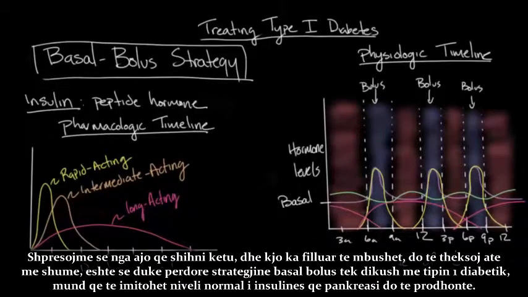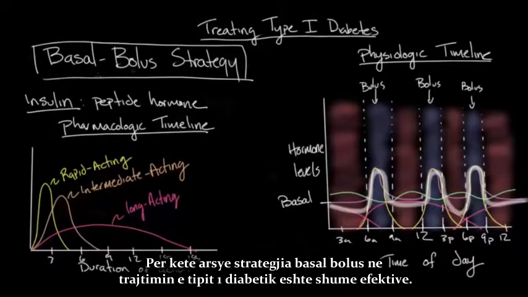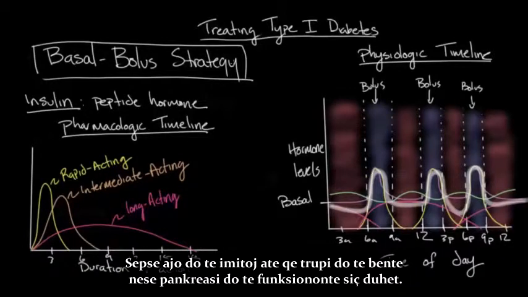Now, hopefully what you can see by this, and it's starting to get a little crowded here, so I'll highlight it, is that by using this basal bolus strategy, someone with type 1 diabetes can kind of mimic the natural levels of insulin that the pancreas should be producing. And this is why this basal bolus strategy of treating type 1 diabetes is very efficient, because it mimics what the body would do if the pancreas was working properly.